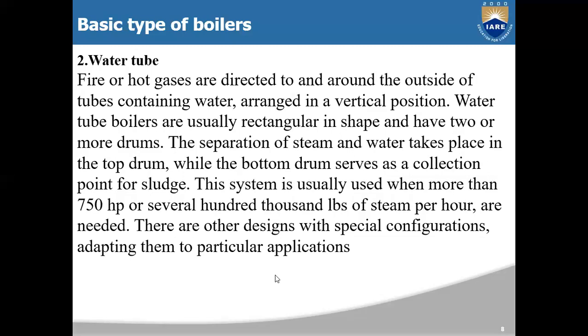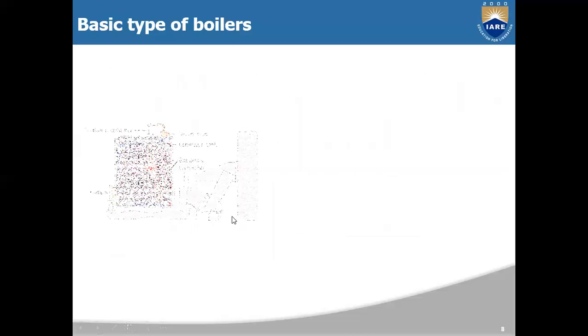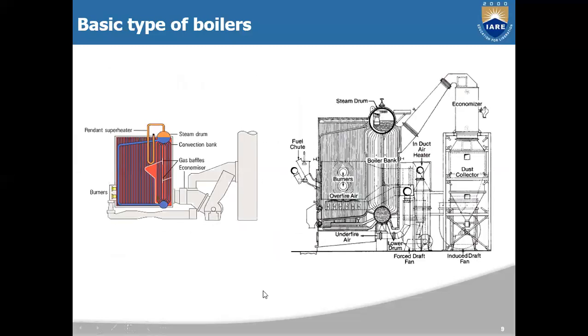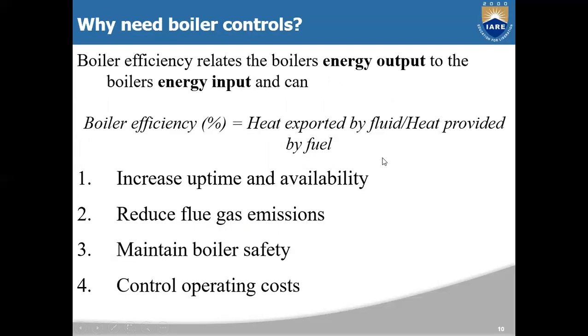Next, here are the pictures of the water tube boilers, and here you can see the boiler bank and burners, overfire air, underfire air, lower drum, induced draft fan, as well as the dust collector and economizer, steam drum and fuel tube. So in this way the water is boiled in the boilers.